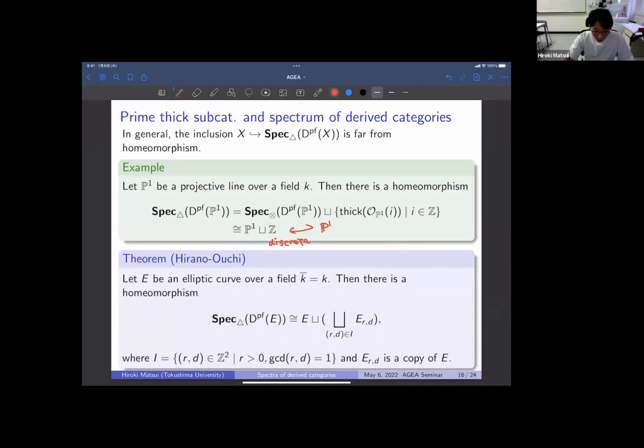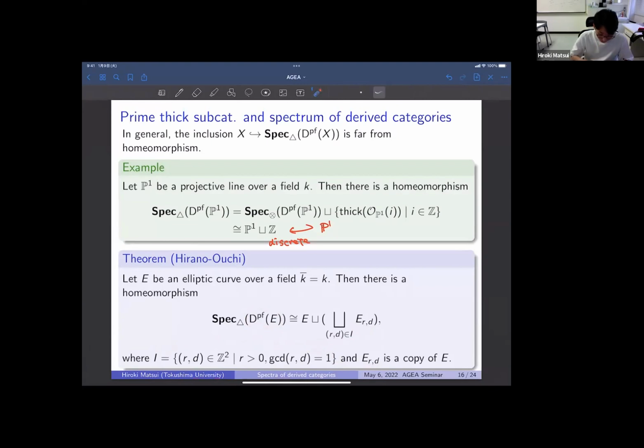And similarly, recently, Hirano and Ouchi proved the following theorem. Let E be an elliptic curve over an algebraically closed field K. Then there exists the following homeomorphism. The triangular spectrum of the perfect derived category of E is homeomorphic to this disjoint union, the disjoint union of E and E_RD, where RD is an element of this set and E_RD is a copy of E.